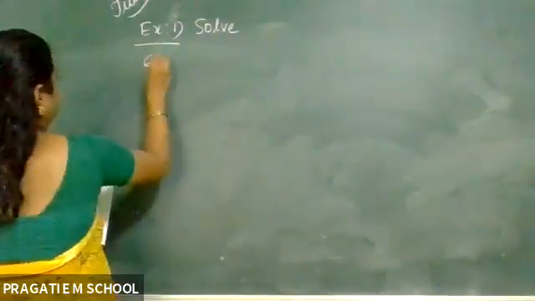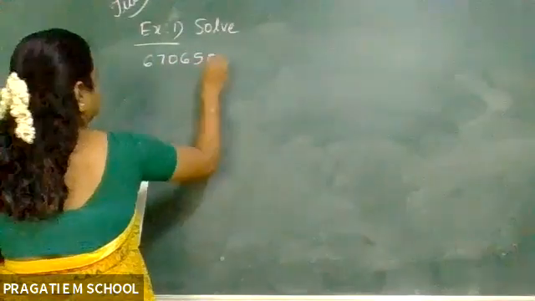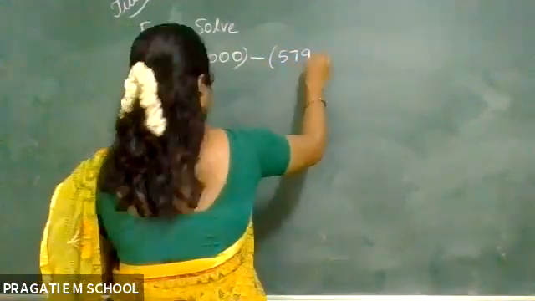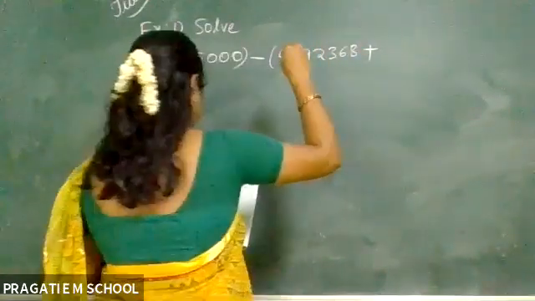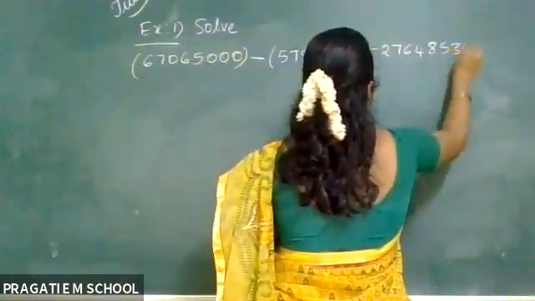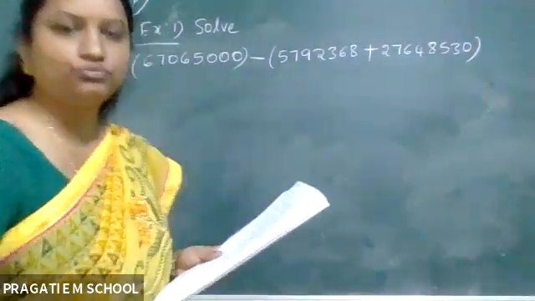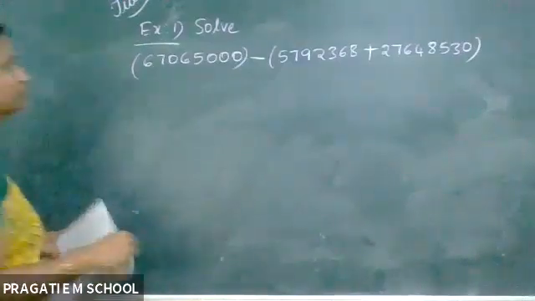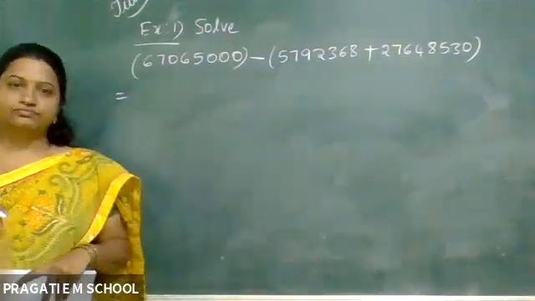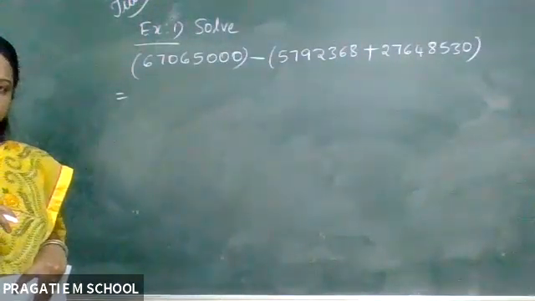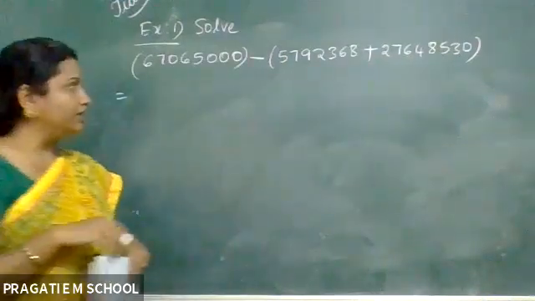You have a problem in this text called 670650 - we have 579-2368 + 27648-530. Yes, children? Madam, think of participants. So we have to solve this. Yes, we have to solve this, children, now.